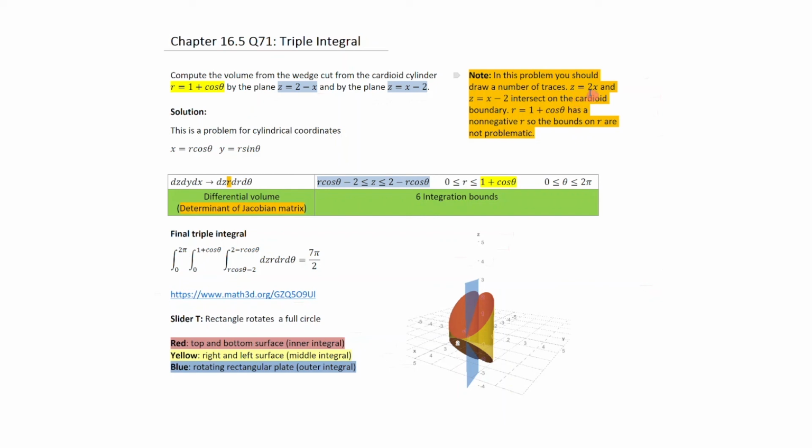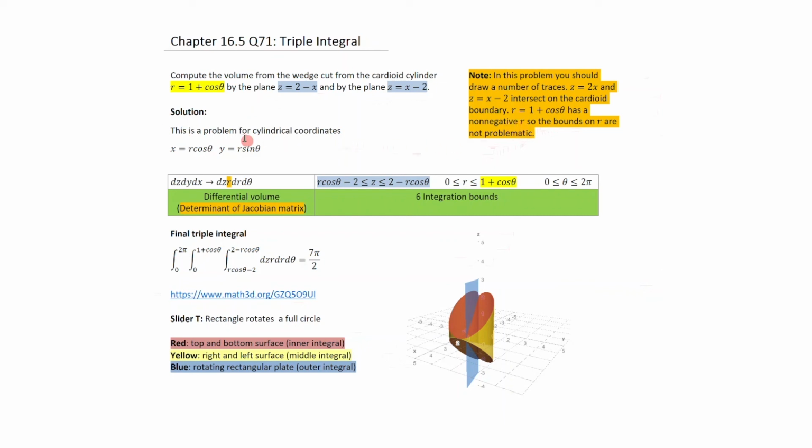So for example, z equals 2 minus x and z equals x minus 2 intersect on the cardioid boundary. So that will be useful to show to yourself. Also, r equals 1 plus cos theta is non-negative. So you're not going to have any issues with this function. You constantly have to make sure r doesn't go negative, because of course that's not possible, because r is defined only to be greater than or equal to 0.